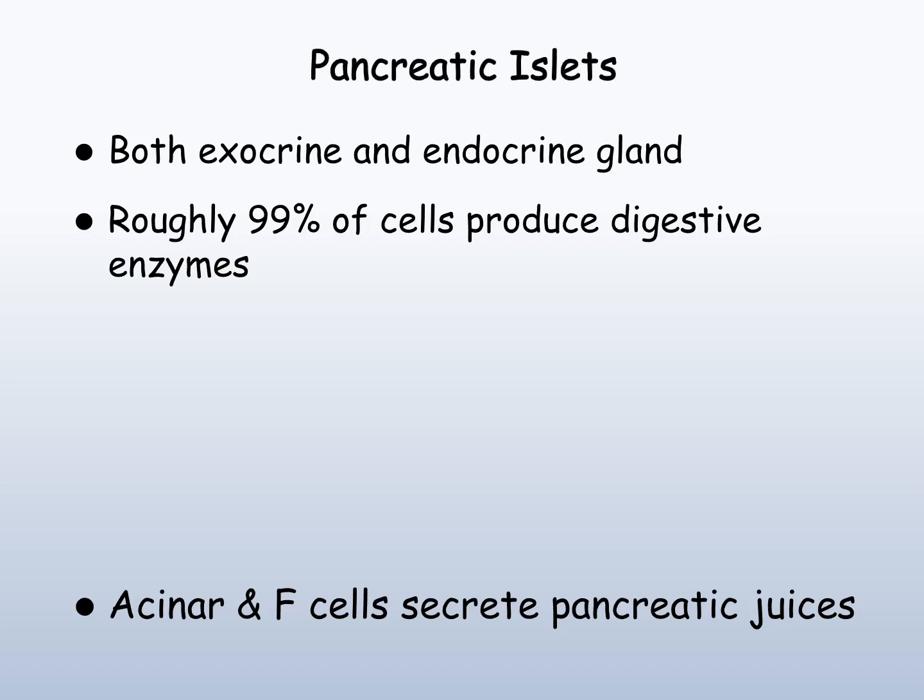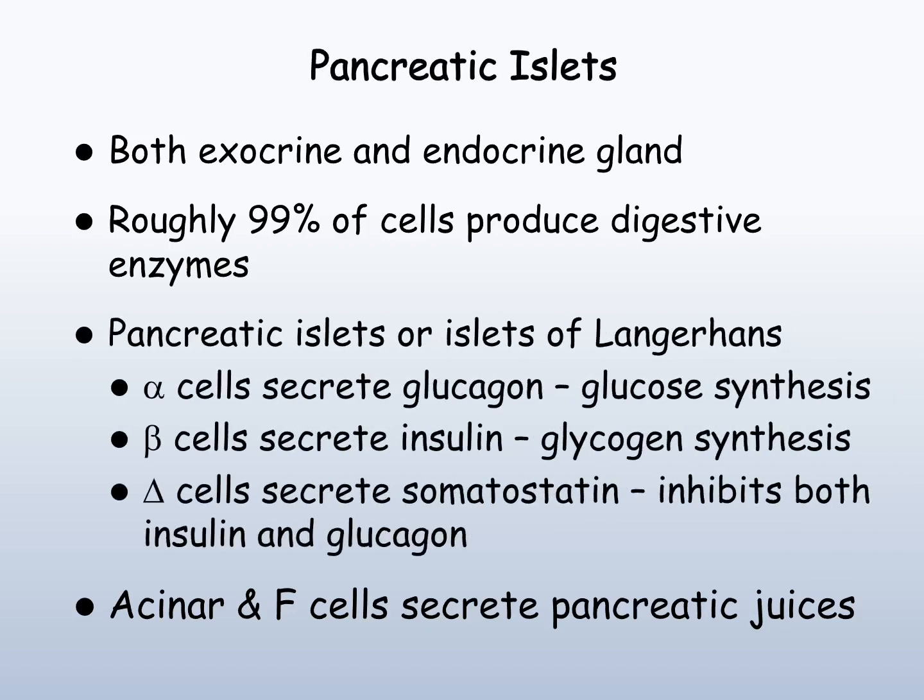We're going to look here at the islet cells, and the islet cells, or the islets of Langerhans, are the alpha cells responsible for secreting glucagon, the beta cells responsible for secreting insulin, and the delta cells responsible for secreting somatostatin, which is going to regulate insulin and glucagon.